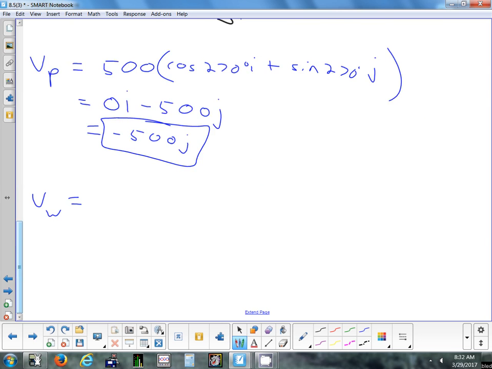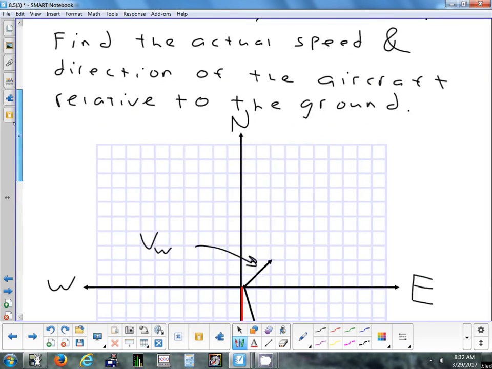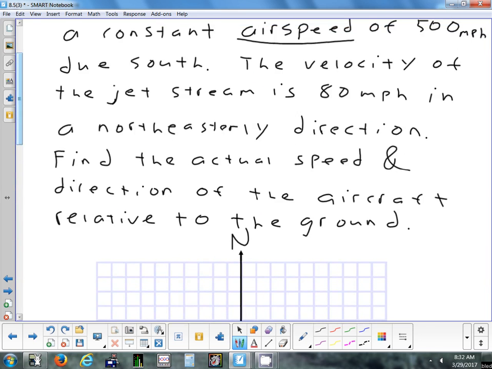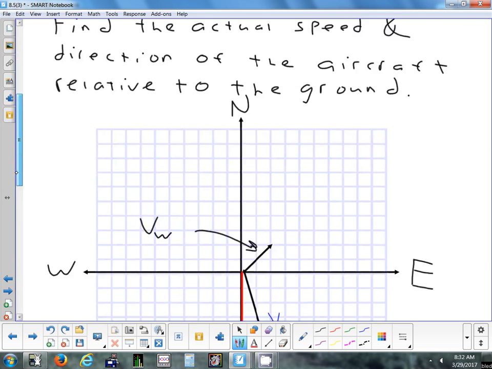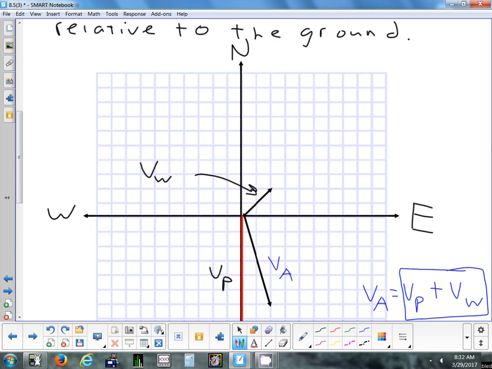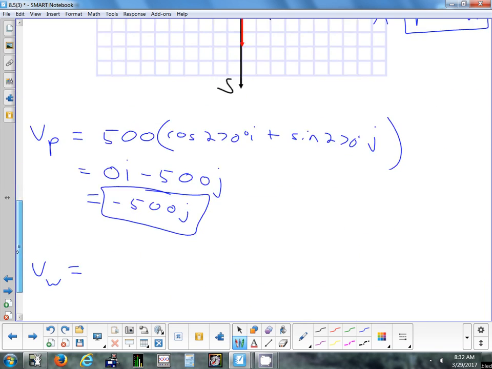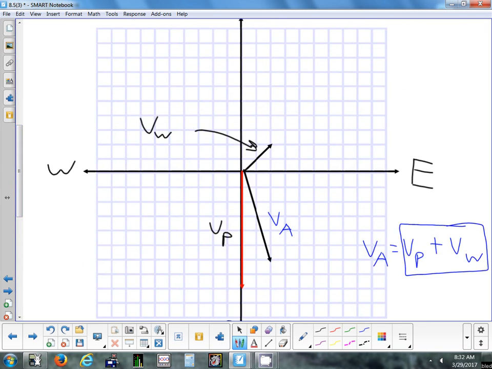And now we'll do it for the wind. What's the speed of the wind? 80. And what's the angle of the wind? The angle is always relative to east. Yeah, the angle is 45 degrees because the wind is blowing exactly between north and east. So if it's blowing exactly north and east, what does that mean about the horizontal component and the vertical component of the wind? It's the same. It's exactly the same.